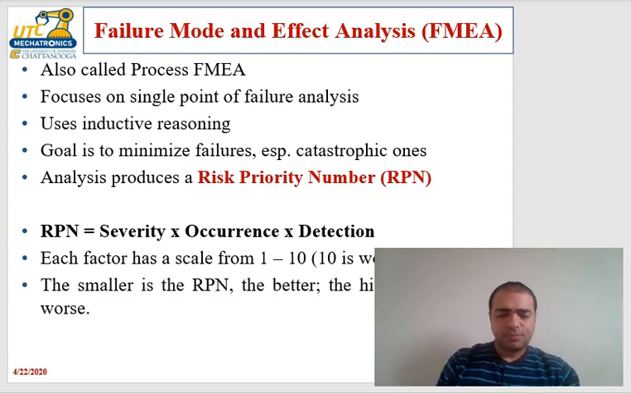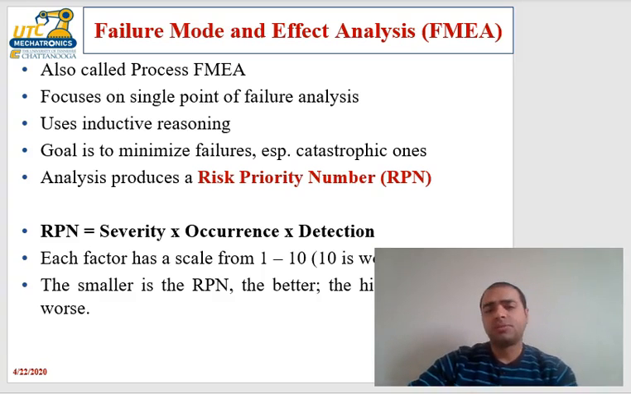Typically, for example, in the capstone projects, when you take the capstone project, I ask you to do the FMEA for your project, and typically you will never have a very low RPN. It should be at least around 100.